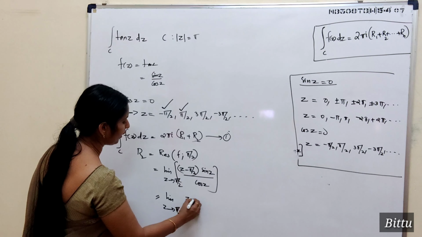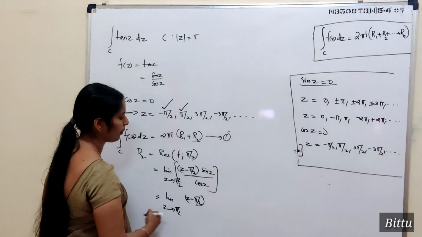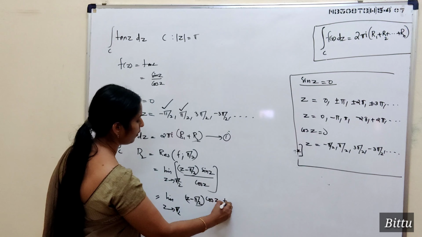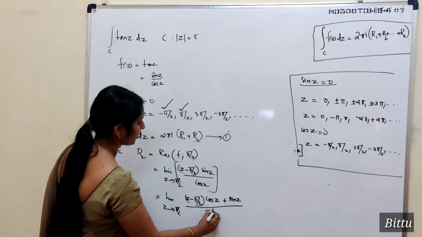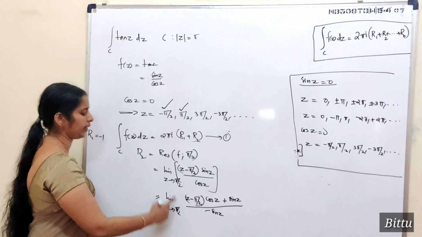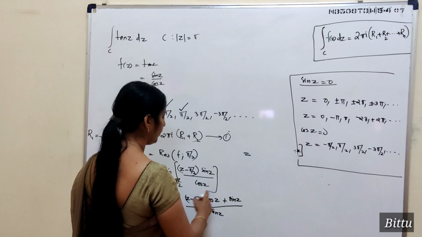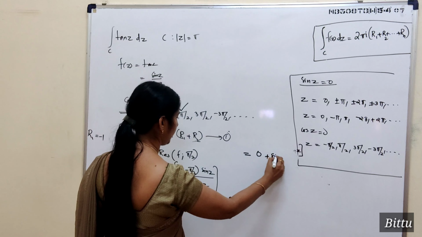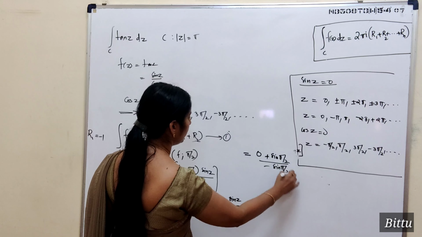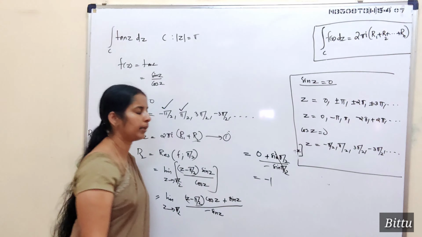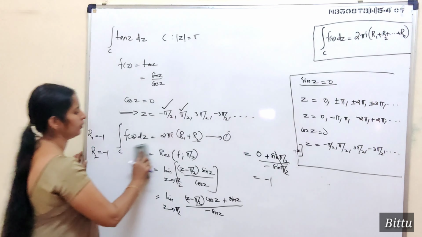So, the derivative of the numerator is, since it's a product, you have to apply the product rule. So, z minus pi by 2 into cos z plus sin z into 1, divided by the derivative of cos z, which is minus sin z. Next, you put z equal to pi by 2. When z is pi by 2, the first term is 0 plus sin pi by 2 by minus sin pi by 2. This will cancel and you can see it is minus 1. So, we have R2 is minus 1.